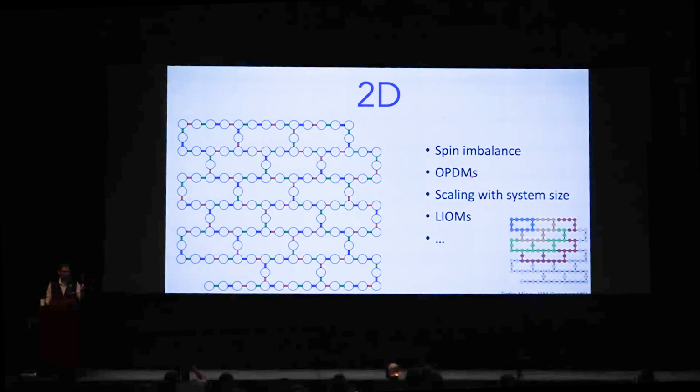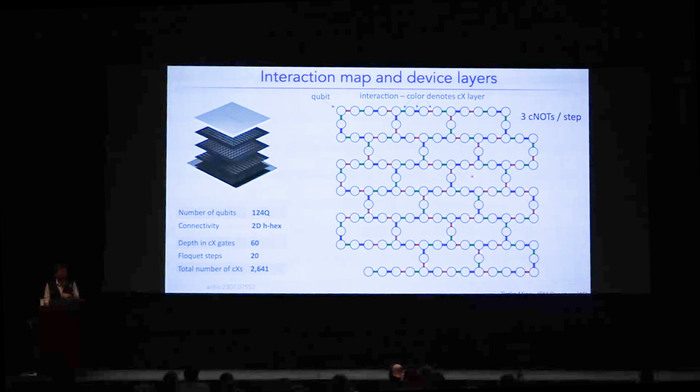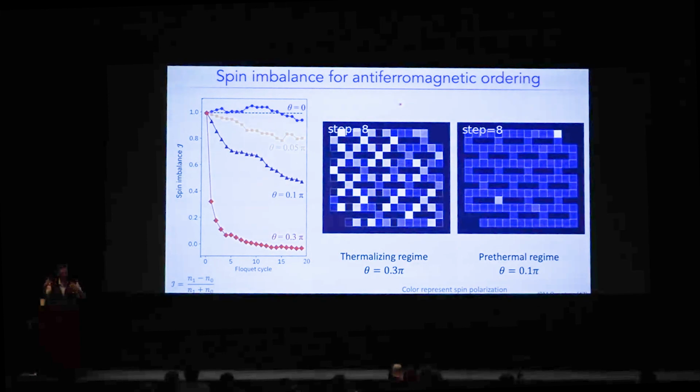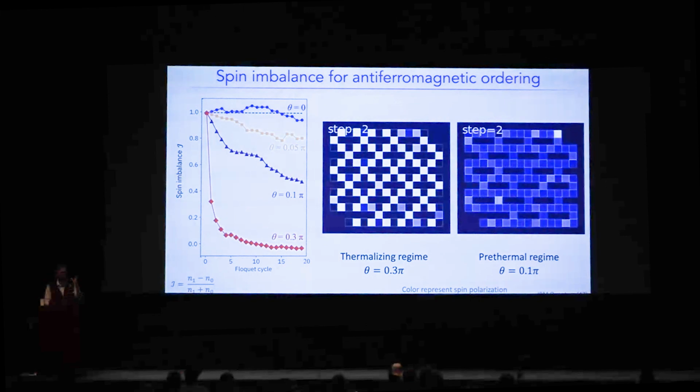There are some interesting questions about MBL or not there. But in this case, we have 3 seconds per layer. The interaction graph is colored, and we can compare different initial antiferromagnetic states. Just like you saw the spin imbalance in 1D, here we have the spin imbalance in 2D.